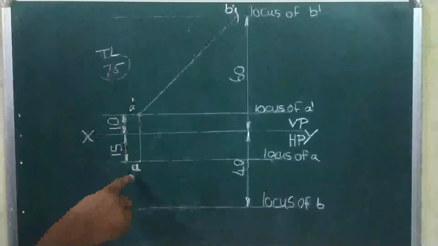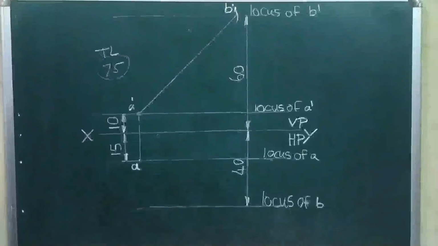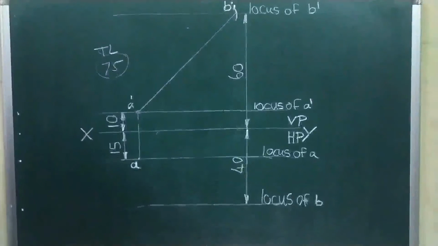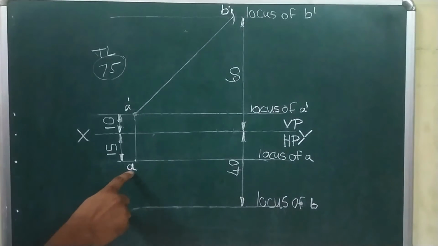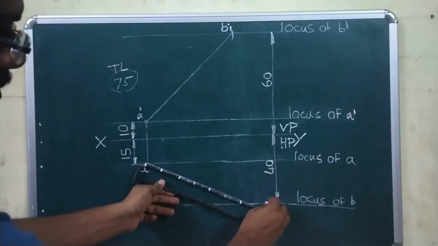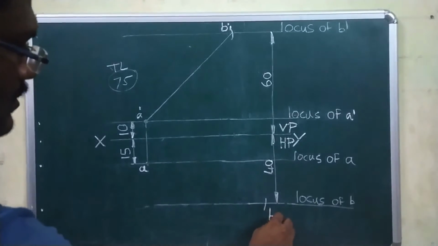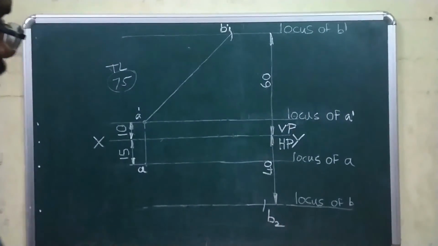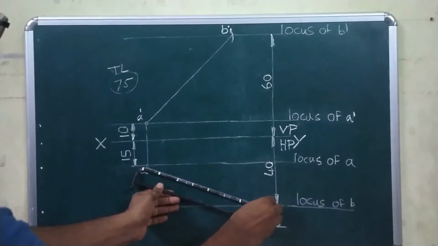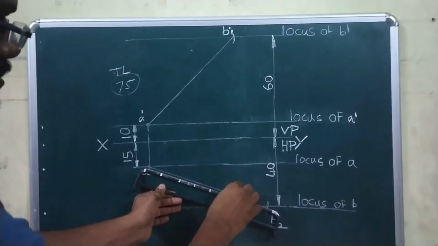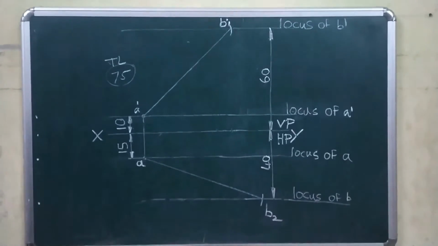As we know, the length of the true line is equal in both the vertical plane as well as the horizontal plane. Take 75 mm in the compass, with A as the center, and make an arc on the locus of B. That intersection is point B2. Now join A and B2. This is our top view true line.